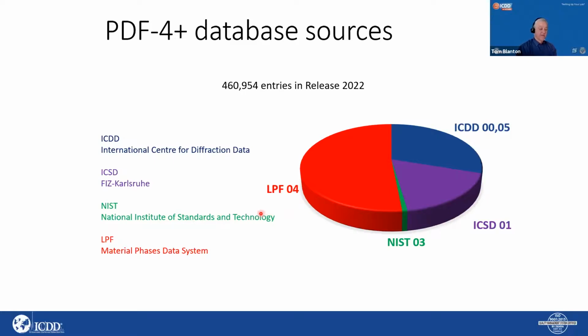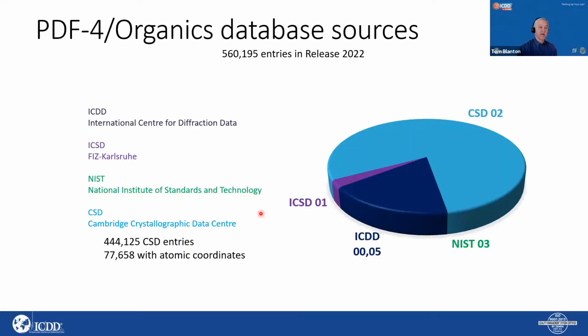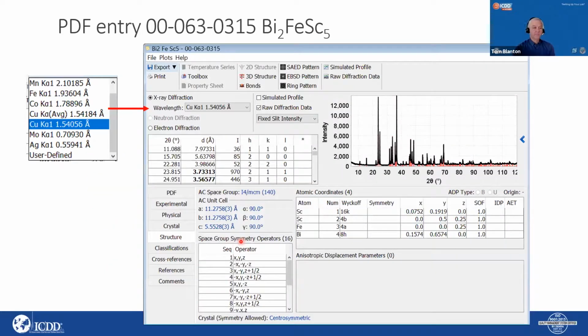If your work focuses on organic materials, the PDF4 Organics database may very well be the appropriate one for you. In this particular database, through our agreement with the Cambridge Structural Database, CCDC group, we do have CSD data in our organics database, and again, the principal entries you need for quantitative analysis and Rietveld refinement, we have those entries with atomic coordinates in PDF4 Organics.